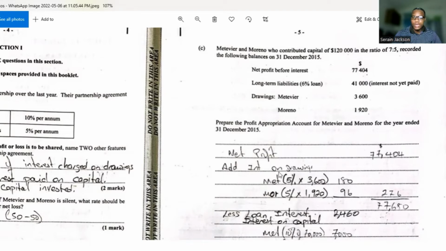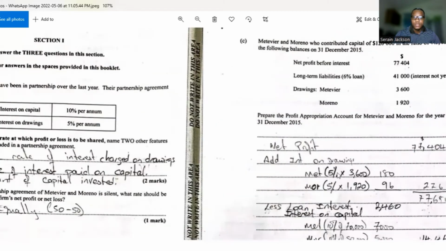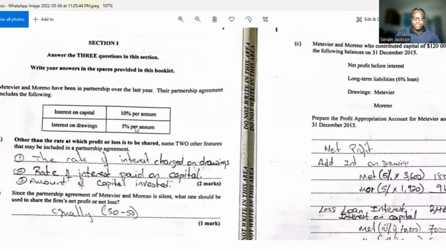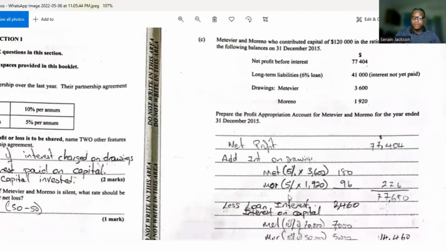So we add interest on loans. We calculate the interest on loans, 5%. For Metivier, it is 5% of 3,600. You may be wondering where I get the 5% from. If you look over here, it says interest on loans 5%. So that is where I get it from. The same for Moreno, 5% of 1,920. That's $96, and you add them together. You didn't even need to put the interest on loans figures here.